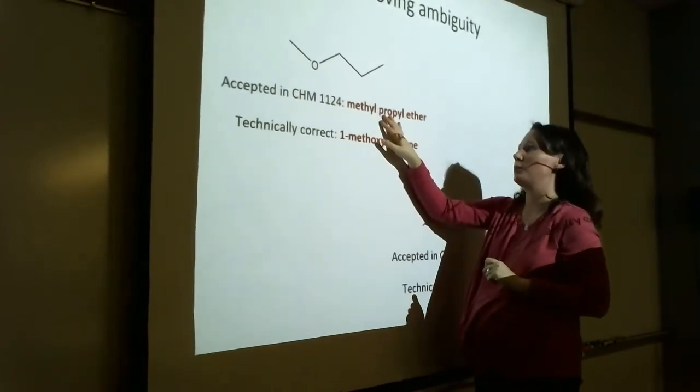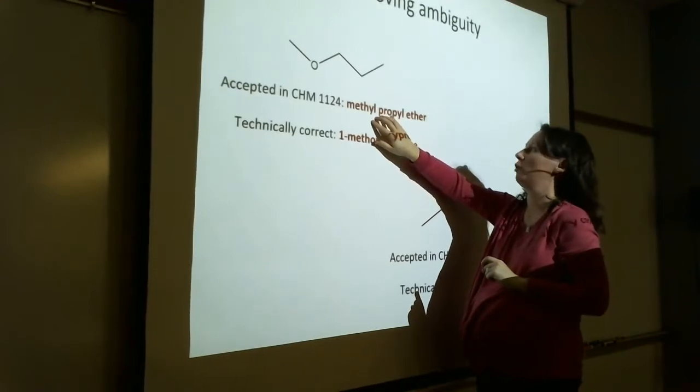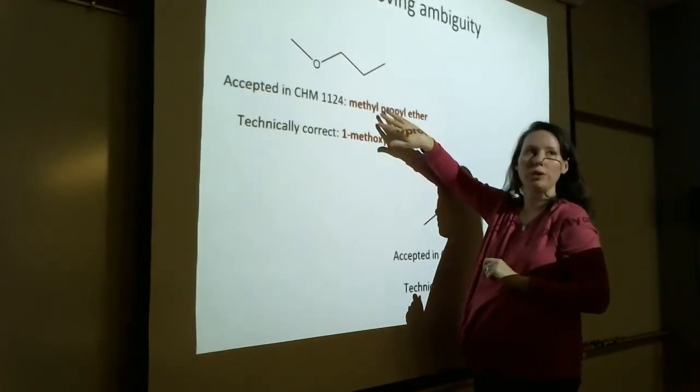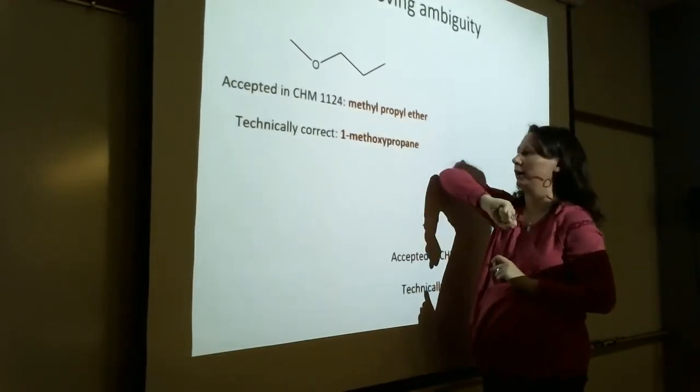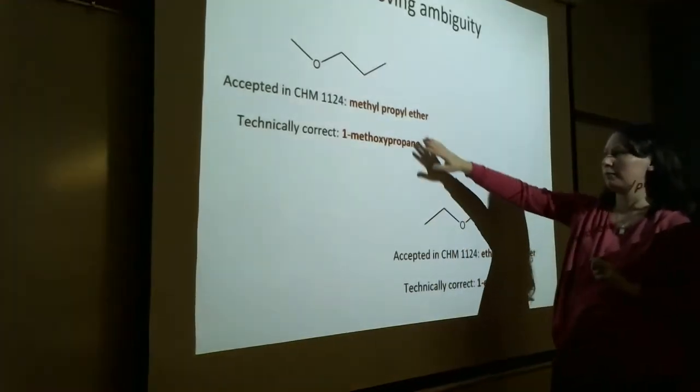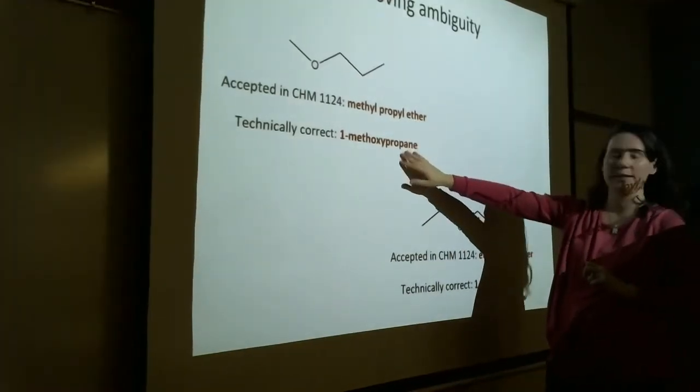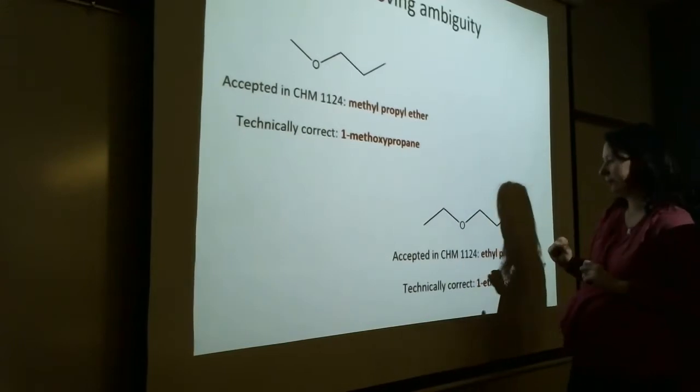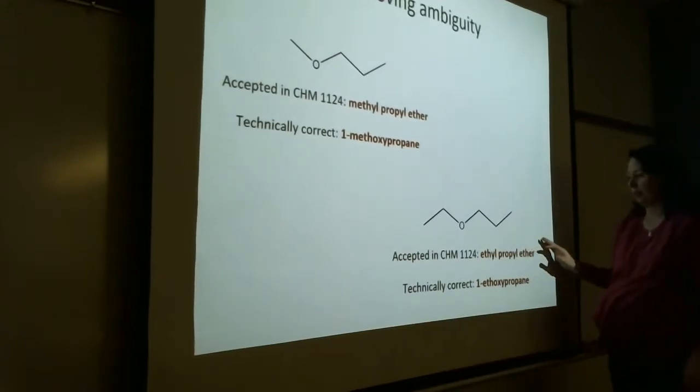But again, your textbook calls it this, methylpropyl ether. And when you do this on your homework, it shouldn't mark you wrong. I don't think it will. But that becomes ambiguous. This is the technical IUPAC name. Okay? Now let's look at another example.